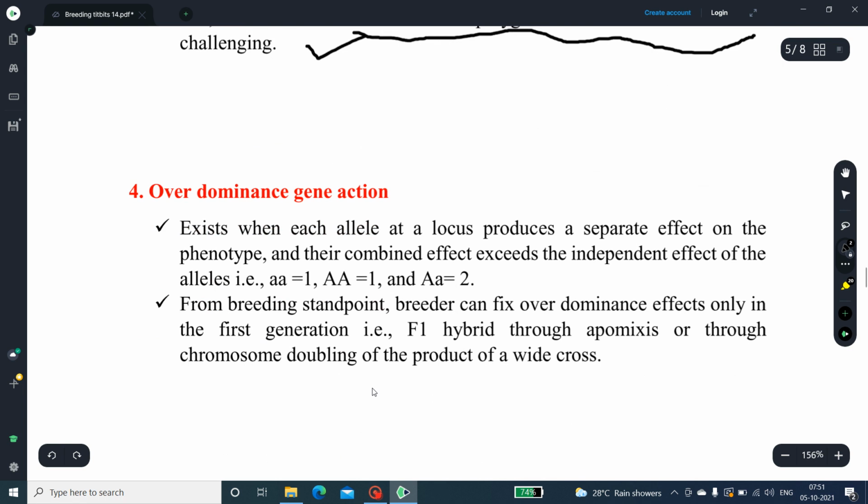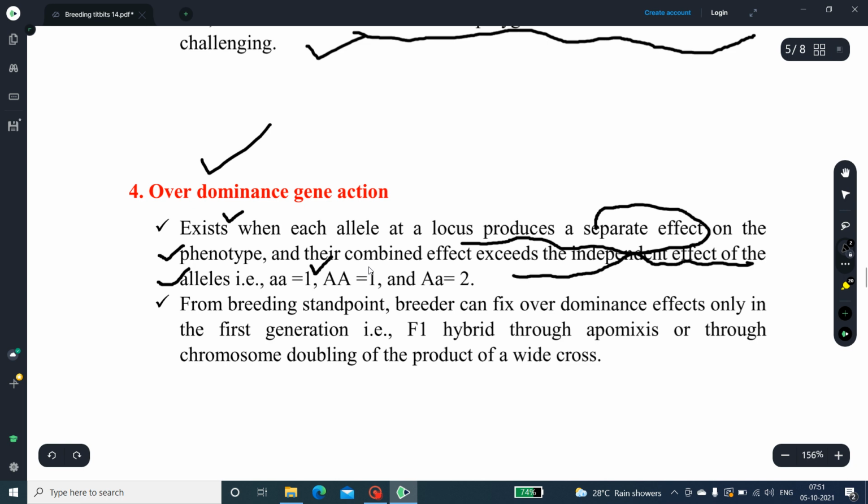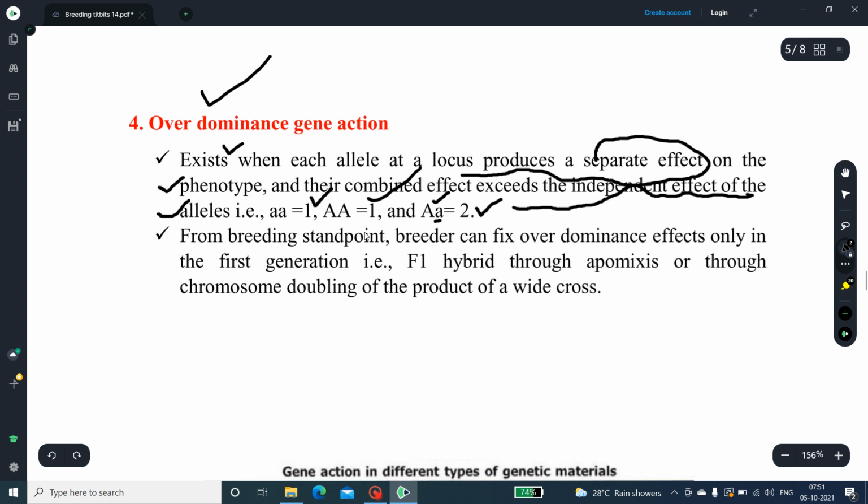The fourth and last gene action is over dominance, and this exists when each allele at a locus produces a separate effect on the phenotype, and their combined effect exceeds the independent effect of the alleles. That means small a small a is equivalent to 1, capital A capital A is equivalent to 1, and capital A and small a is equivalent to 2. This is the over dominance gene action. From the pre-breeding standpoint, a breeder can fix over dominance effects only in the first generation, that means F1 hybrid, through apomixis or through chromosome doubling of the wide crosses.